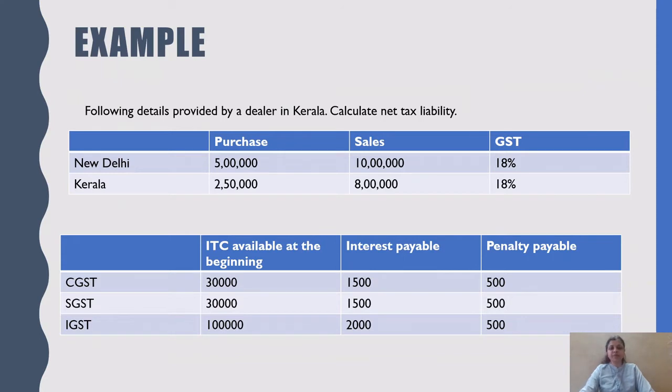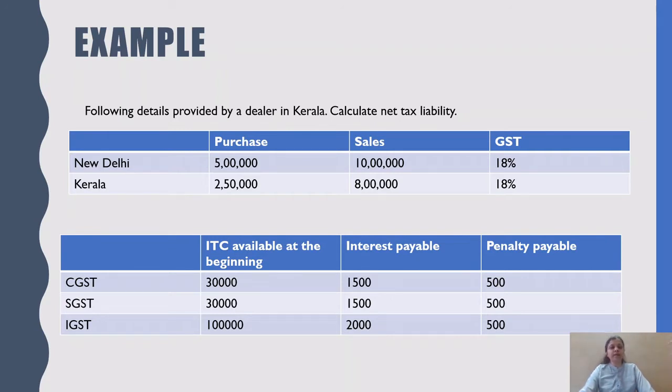In this video, we will be discussing an example of adjustment of input tax credit and calculation of net tax liability. The supplier or a dealer in Kerala has provided these details. He has purchased the goods from a supplier in New Delhi and also from another supplier in Kerala for rupees 5 lakhs and 2,50,000 respectively. Further, he has sold goods to a customer in New Delhi for rupees 10 lakhs and another customer in Kerala for rupees 8 lakhs. On all the transactions, GST is applicable at the rate 18%.